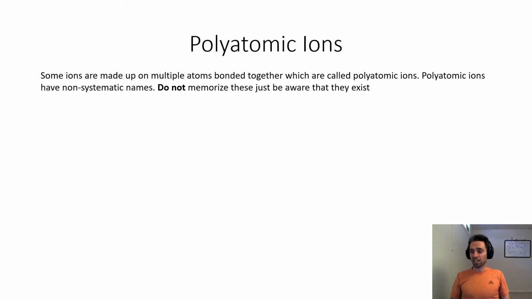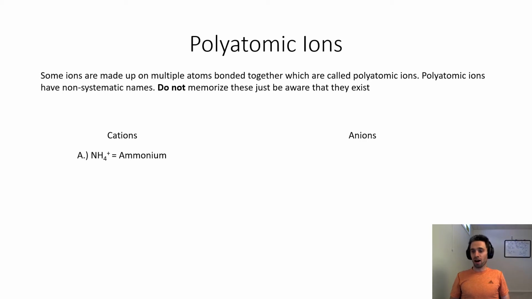If you do take a general chemistry course at a university, they would probably ask you to memorize these, but because we are not, just be aware they exist. They're actually very useful for organic chemistry. So cation means that it is a positively charged ion. And in this case, our polyatomic cation is NH4+, also called ammonium.